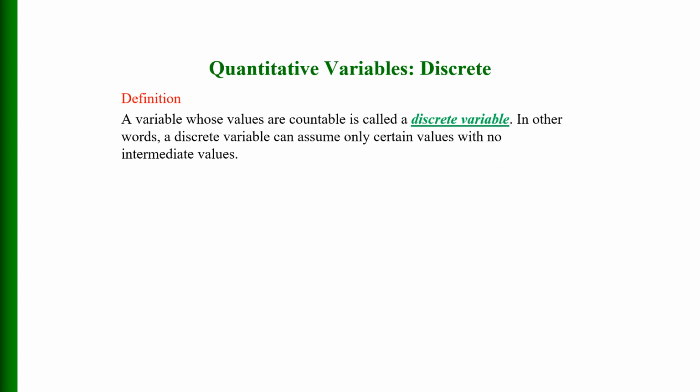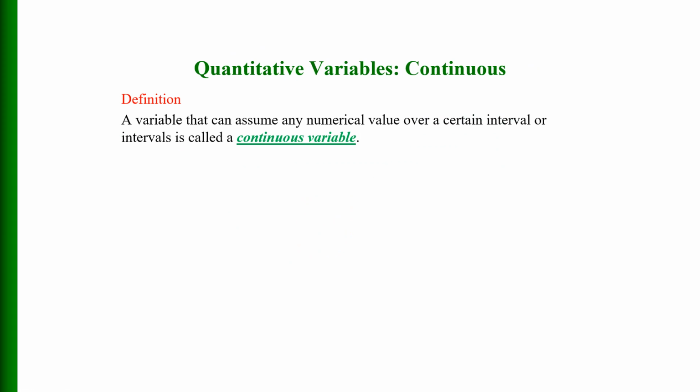A variable whose values are countable is called a discrete variable. In other words, a discrete variable can assume only certain values with no intermediate values, say for example age, consumption, income, height, weight, and so on. These are discrete variables, but these are quantitative variables also.